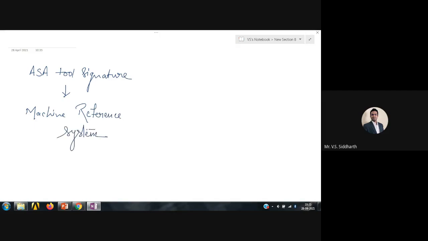It was based upon machine reference system. And now we are discussing another type of tool reference system, which is ORS tool signature.